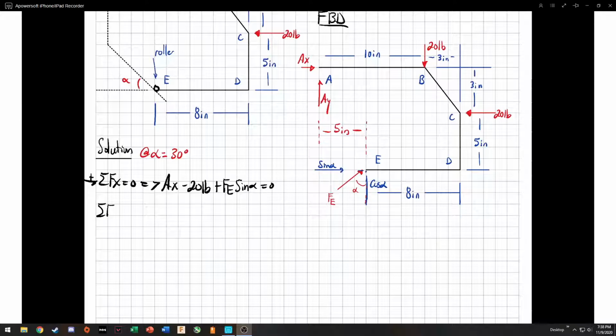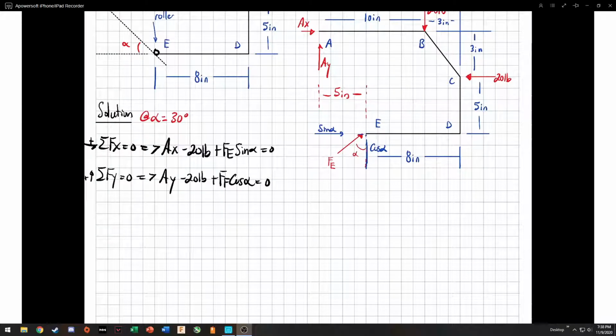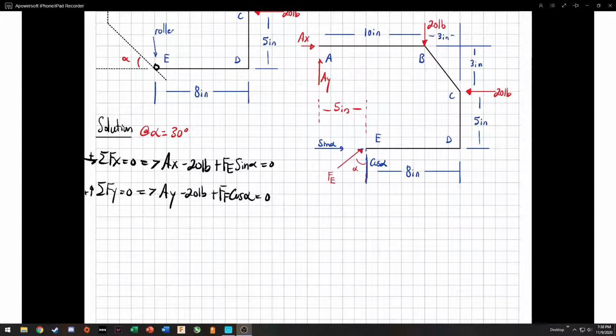Now we're going to do the sum of forces in the y is equal to 0. We have positive AY, and by the way, state which positive direction you're using. We have positive AY minus 20 pounds plus force FE. Now we need to see which side is associated with the vertical. Vertical is going to be right here, which is going to be our cosine. FE cosine alpha is equal to 0. Now if you look at this, we have three unknowns and only two equations, so we have too many unknowns. We can't even put it into a matrix, it won't do us any good. So we need to take a moment.